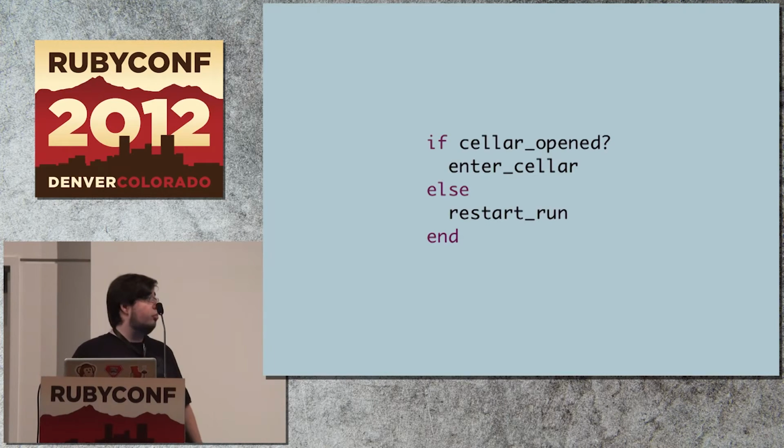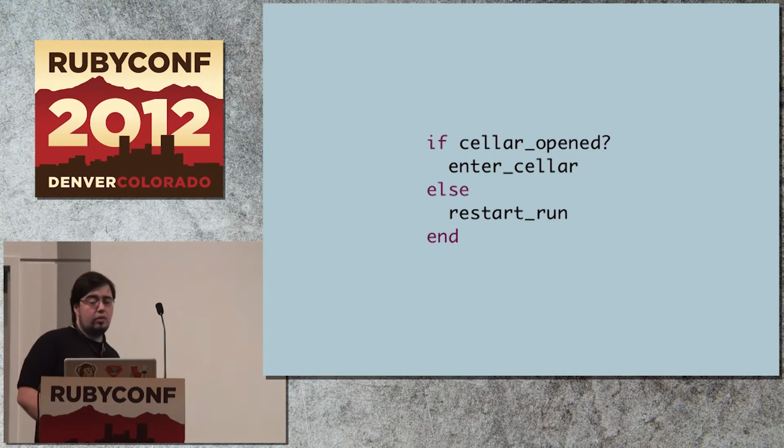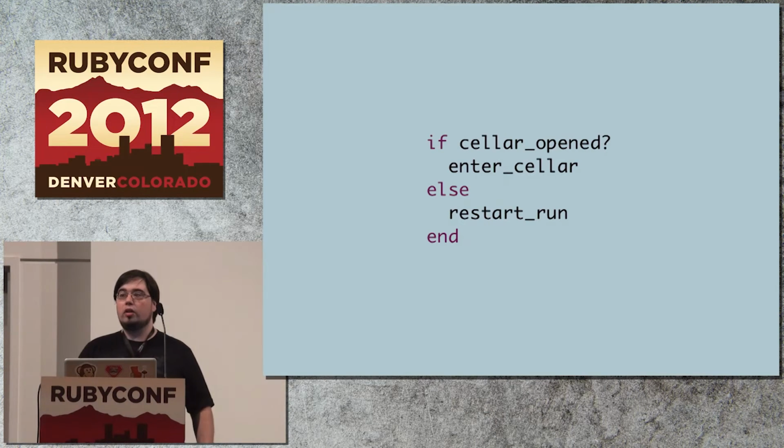With that, I can have this really simple logic here. If cellar is open, I call a method called enter cellar. Otherwise, I restart the run.